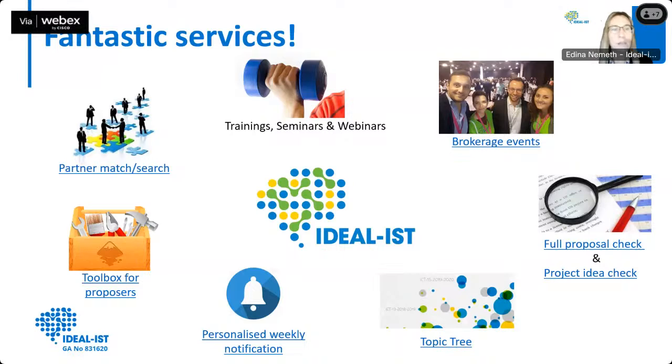I will highlight only a few, the ones that are probably a little bit different from the other networks. For example, we offer a topic tree. This is a tool that shows the evolution of call topics, so it's easier to understand where topics come from and where they are headed when you're writing an application. We also offer a toolbox for proposals with various activities that will help the application process. And we offer support throughout the project life cycles, in preparation and full proposal checks.